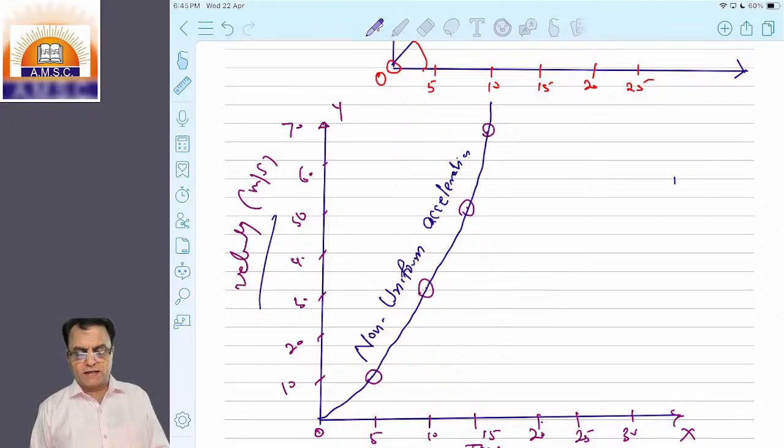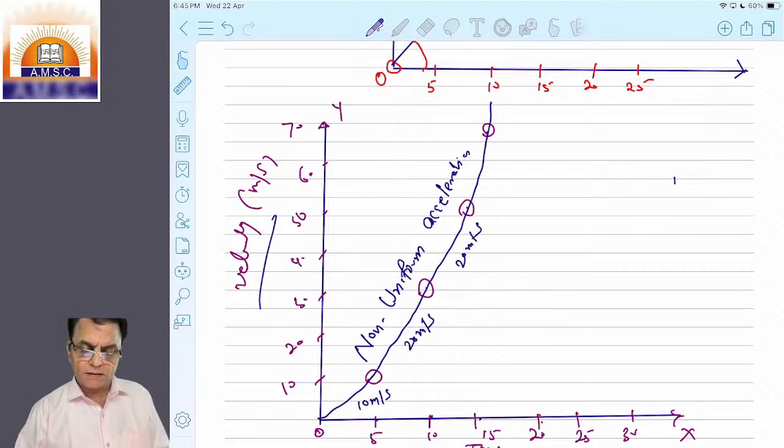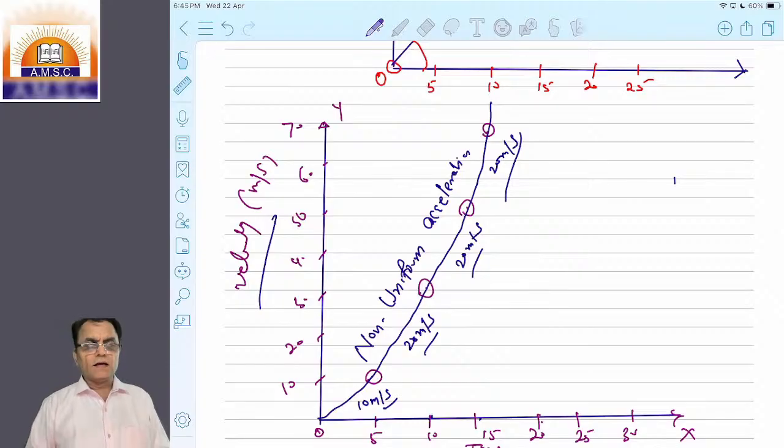In the first 5 seconds, the speed increases by an amount of 10 meter per second. In the next 5 seconds, the speed increases by an amount of 20 meter per second. In the next 5 seconds, the speed increases again by 20 meter per second. And in the next, from 50 to 70, again 20 meter per second. So what we see is that there is a consistency in the values, right? I hope this is clear to everybody.